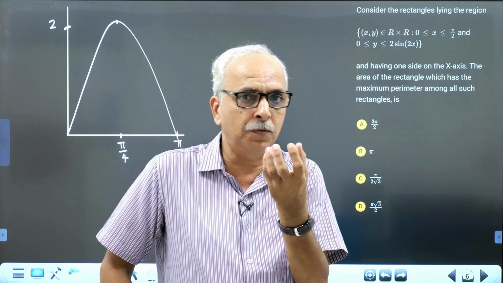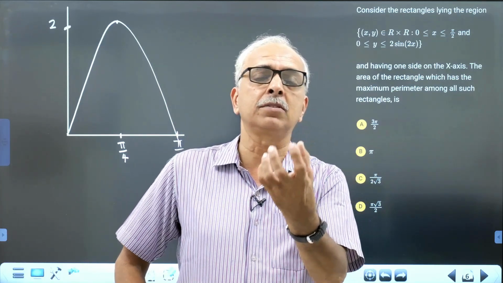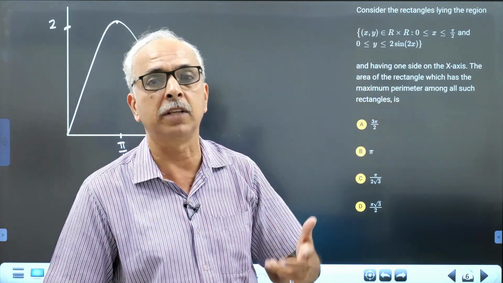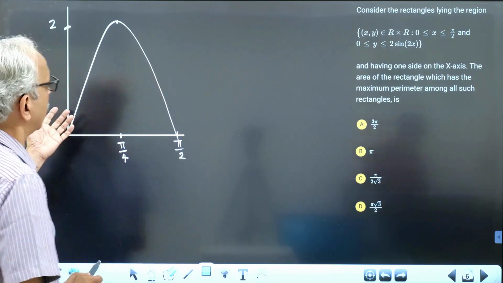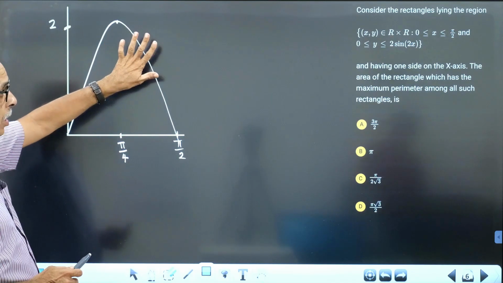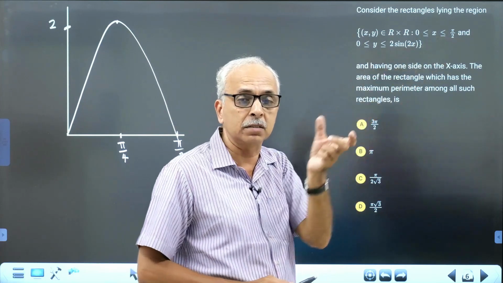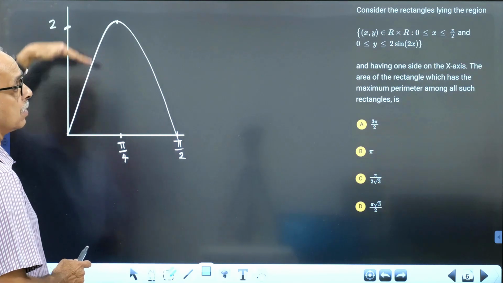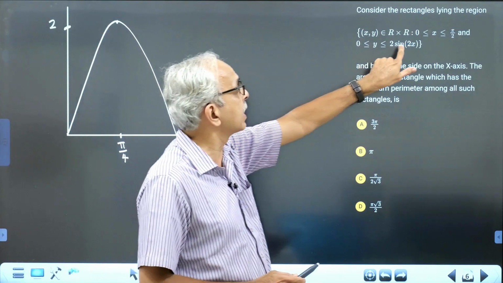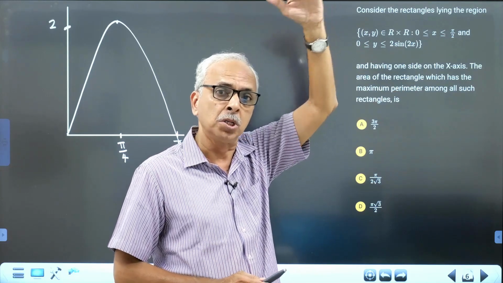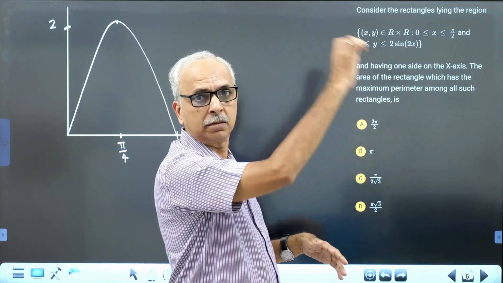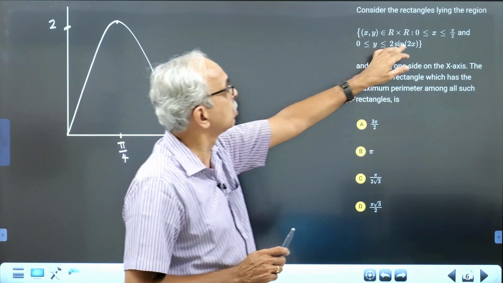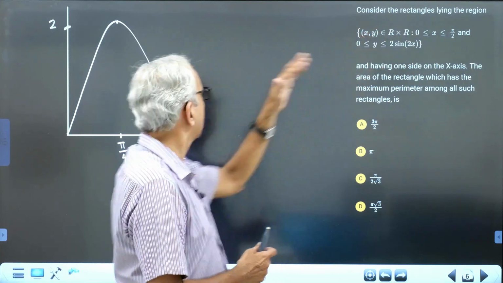If you have to search for that rectangle having maximum perimeter, and you have to get the area of that rectangle, I have drawn this figure like this. This is the coordinate axis, R cross R. You are concerned only with the first quadrant because x is taking values between 0 and pi by 2 and y is taking values between 0 and 2 sin 2x. For 2 sin 2x, the maximum value is 2. Therefore, y can take a maximum of 2. Sin 2x, the graph is like this. If x is equal to pi by 4, it becomes sin pi by 2. The maximum value of y takes a value 2. That's why the graph is like this.